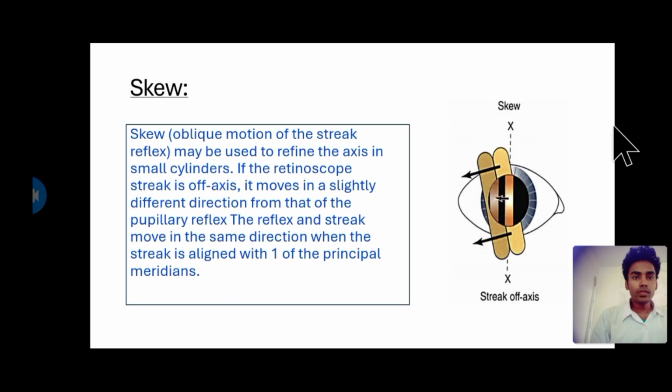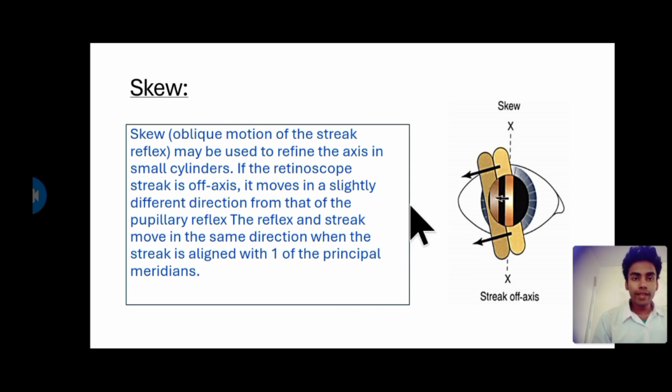And next comes the skew movement. So skew is a type of movement, and you can say that it is an oblique motion of the streak reflex. What this oblique motion means is, suppose this is the retinoscopic reflex, and this is the retinal reflex. Normally, if you move the retinoscope in this direction, the retinoscopic reflex should also move in this direction, not in another direction.